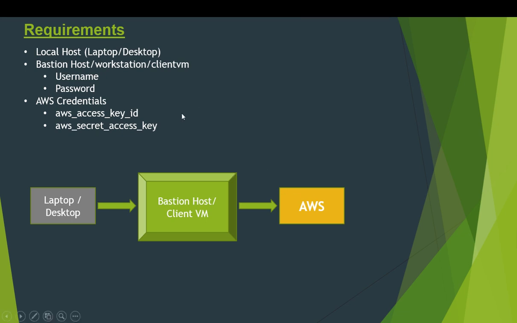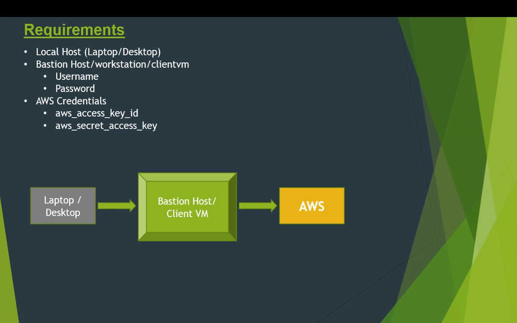So first of all, we would have the localhost laptop, which is here, you can see. Then we have the bastion host. For that bastion host, we must have a username and password. If we are having root, then it will be much better. Then for AWS, we would require AWS credentials, which include the AWS Access Key ID and AWS Secret Access Key. These credentials we can generate from our AWS account. Okay, what will be the next step for us?